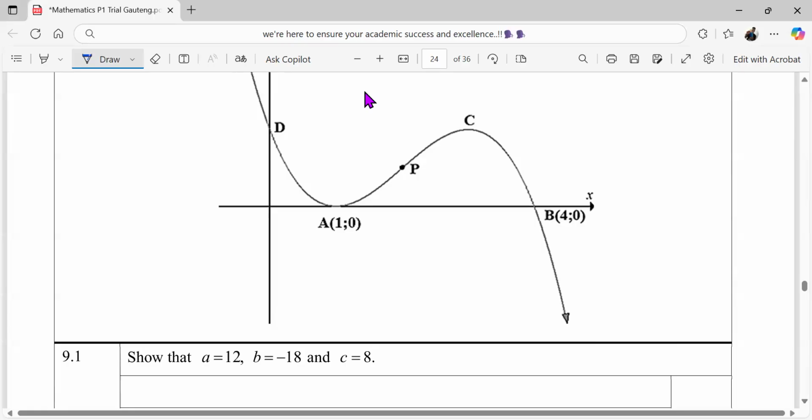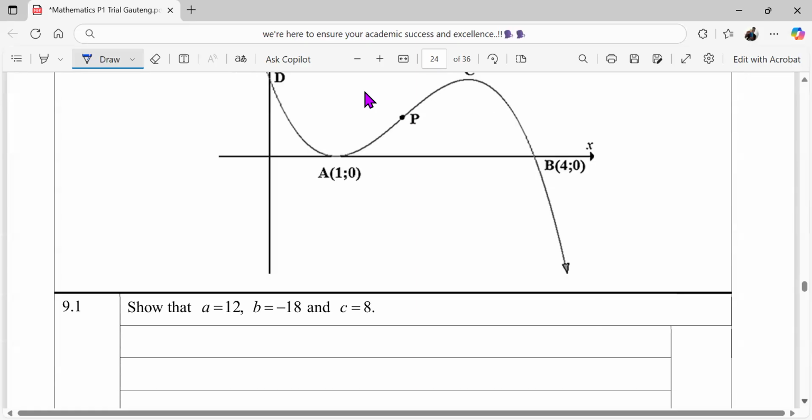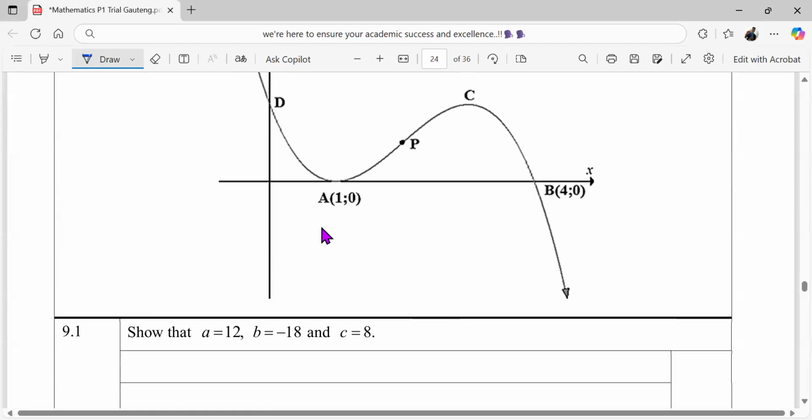Now, the first question says, please show that a is 12, b is negative 18, and c is positive 8. In simpler terms, the question is saying, find the equation of this cubic function. That's what they're saying.